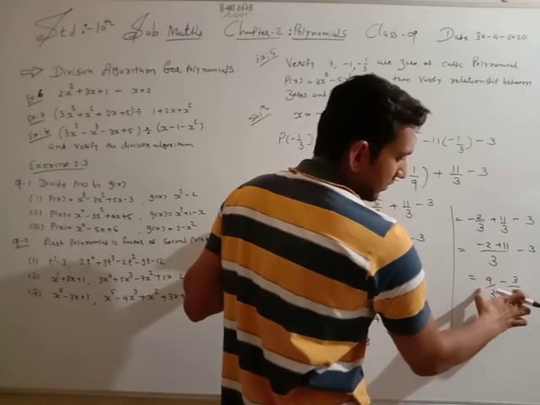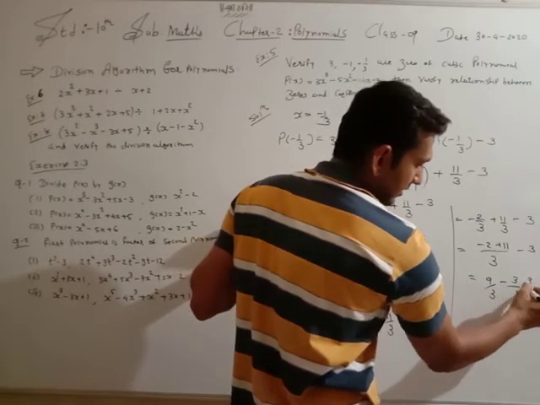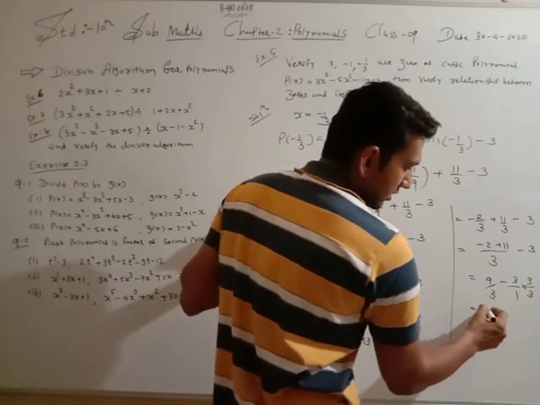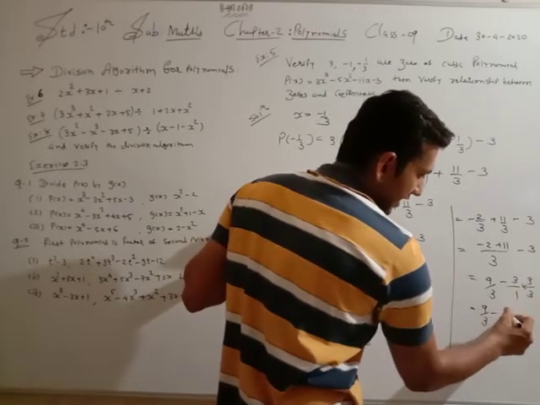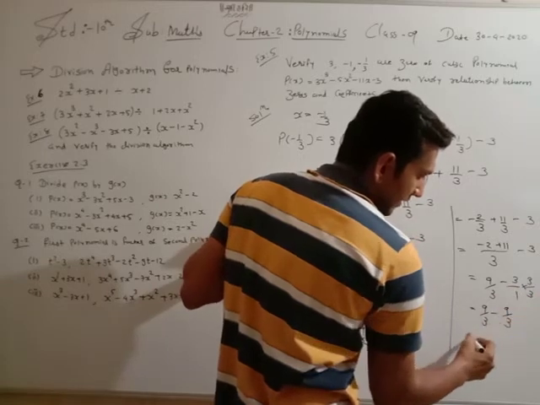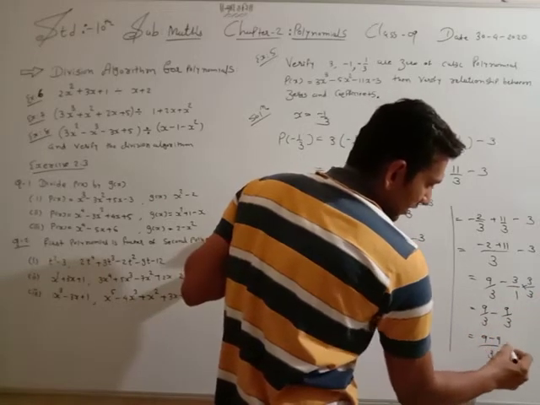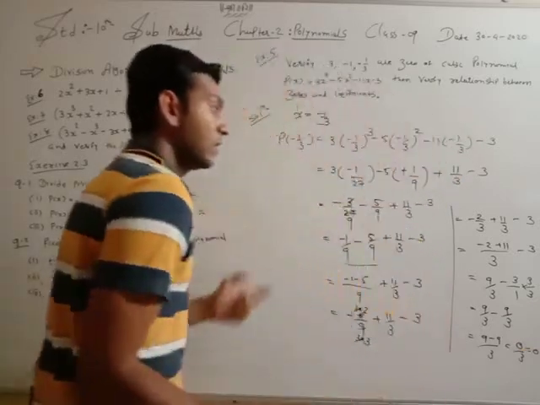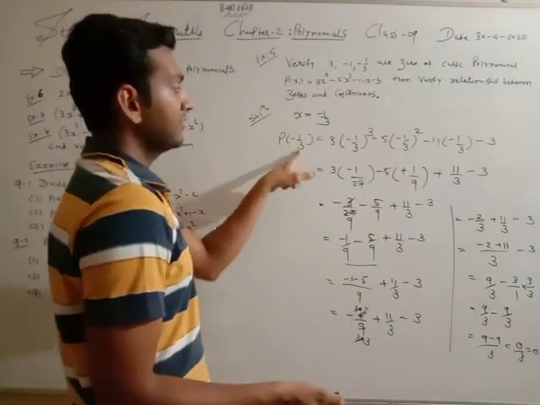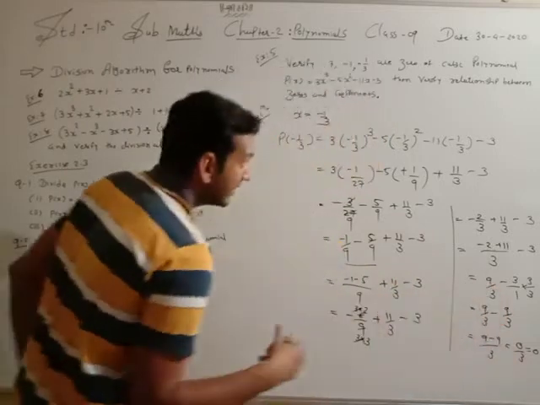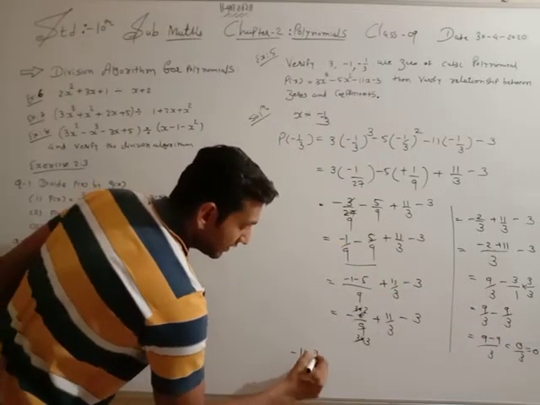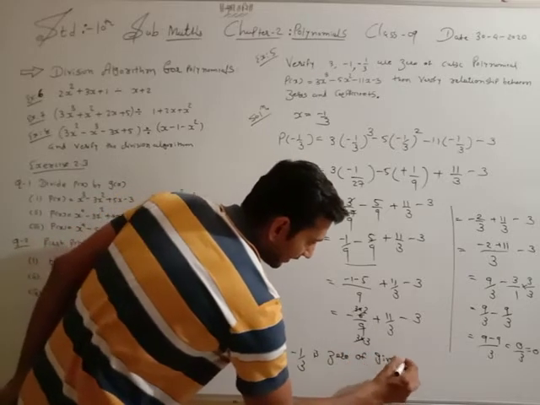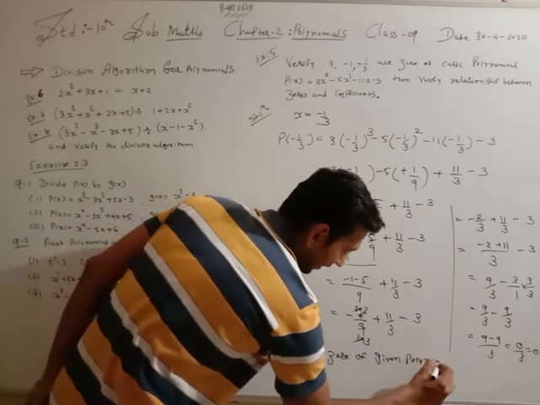I want the same denominator, so multiplying by 3 and dividing by 3, then I get the same denominator. So 9 by 3, 3 threes are 9, 3 ones are 3. 9 minus 9 upon 3, final answer 0 by 3, which is 0. So my p of minus 1 by 3 is 0. Then I can say minus 1 by 3 is a zero of the given polynomial.